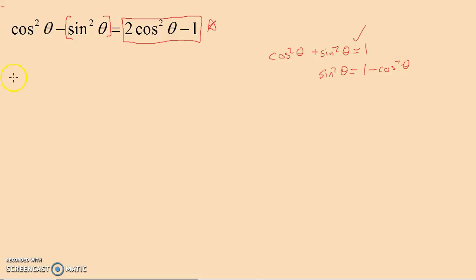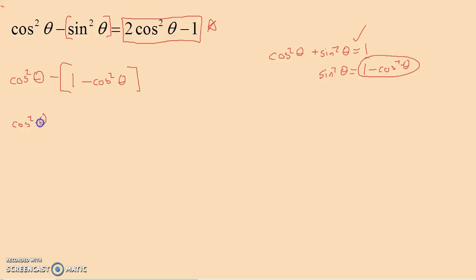So I'm going to take that cosine squared of theta, and I'm going to subtract. But instead of writing sine squared, I'm going to replace it with 1 minus cosine squared, because I know that sine squared is equal to 1 minus cosine squared. Again, using my identities.